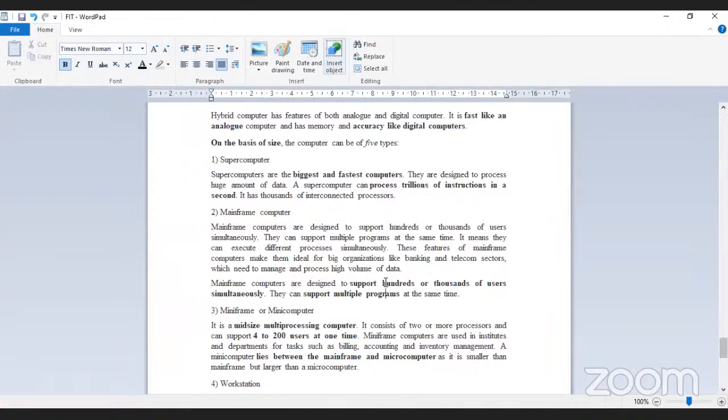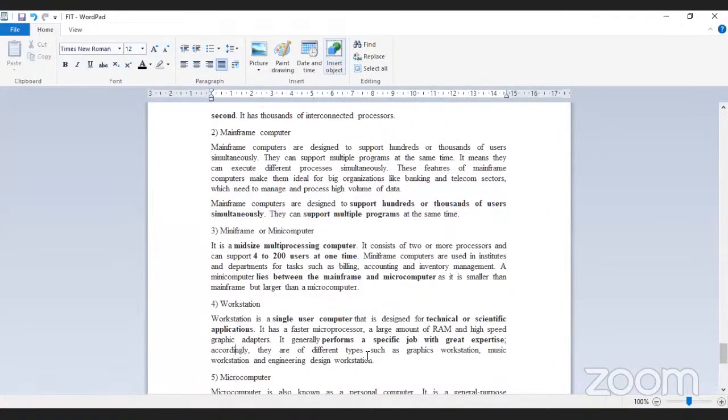Okay, right. Next one, mini frame computer. Understand? Mini frame computer. So basically, I told you that the capacity will be in thousands of users for a mainframe. Here, only hundreds of people. Understand? Here only hundreds of people. One more thing: mini frame and mini computers are the same. Okay, right. Next one.